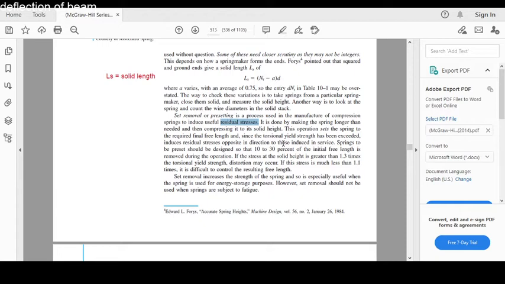It is done by making the spring longer than needed and then compressing it to the solid height. The operation sets the spring to the final required free length, and since the torsional yield strength has been exceeded, it induces residual stress opposite in direction to that induced in service. A spring to be preset should be designed so that 10 to 30% of the initial free length is removed during the operation. If the stress at solid height is greater than 1.3 times the torsional yield strength, distortion may occur. What happens is this: you can imagine a spring.